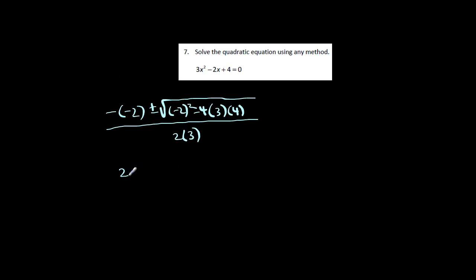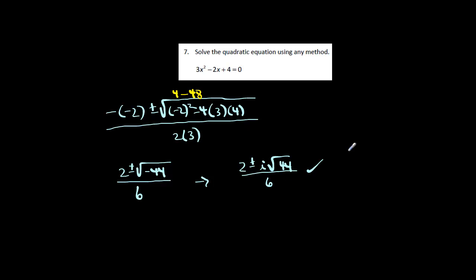The opposite of -2 is 2. 2 times 3 on the bottom is 6. -2 squared is 4. Minus 4 times 3 times 4 is 48. So 4 minus 48 is -44. So what we can do is just write 2 plus or minus i root 44 all over 6.